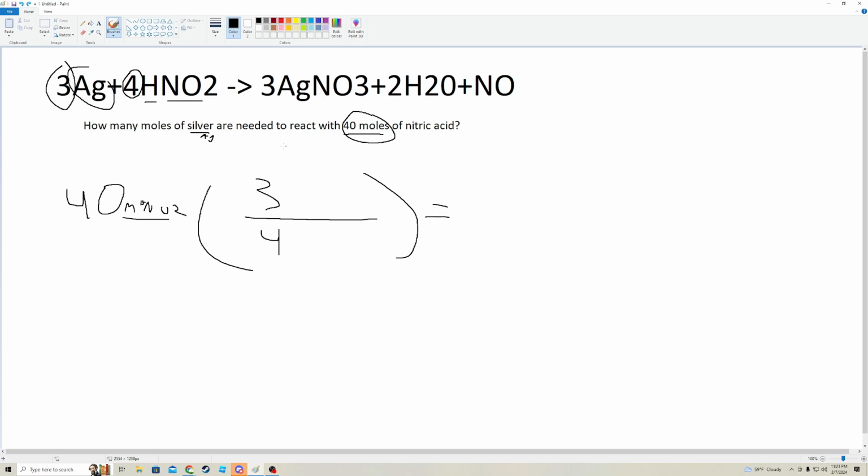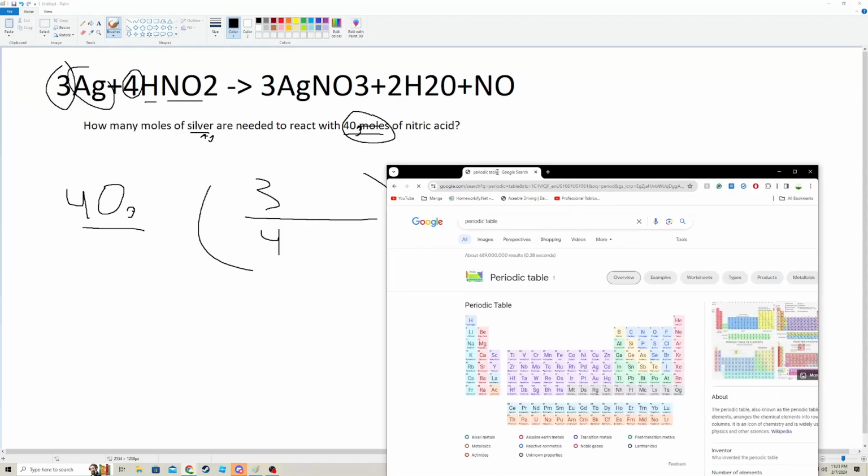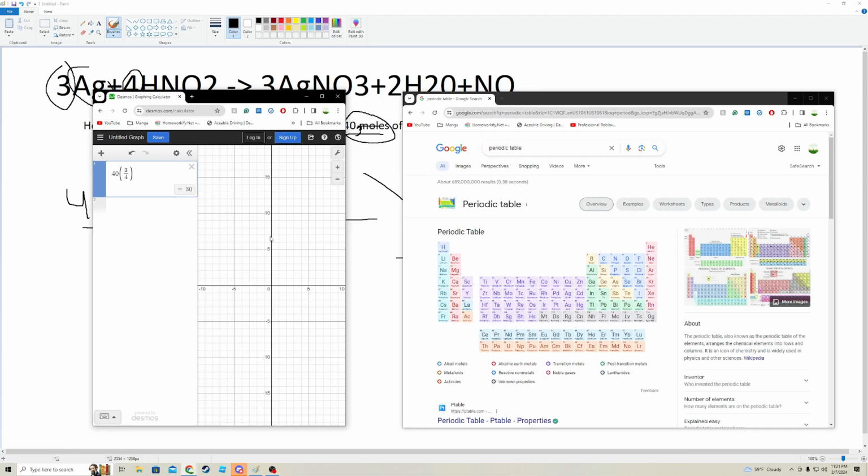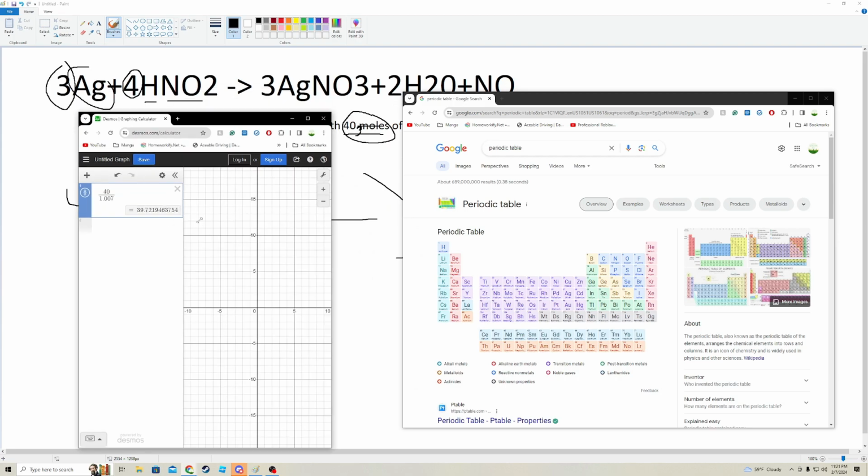If you're given the weight, let's say instead of 40 moles, it gives us 40 grams, then all you do is simply convert this to moles. So you'd get the weight divided by the atomic mass. So if we go to the periodic table, find H, 1.007. Let me just get Desmos. 40 divided by 1.007. And that's going to be nitrogen. Should be 14.007 if I remember correctly.